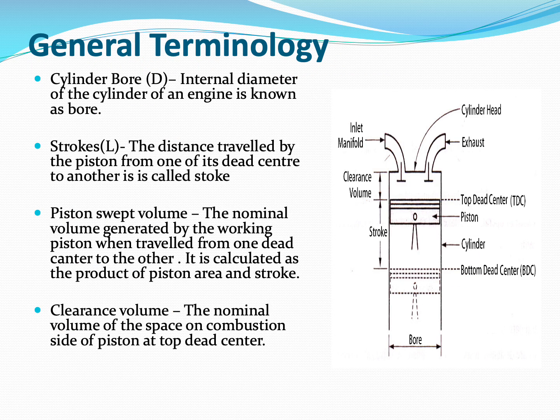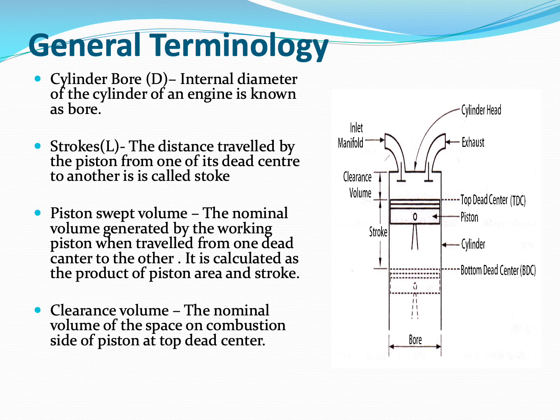Cylinder bore. Internal diameter of the cylinder of an engine is known as bore. Stroke, which can be denoted as L, the distance travelled by the piston from one of its dead center to another, is called the stroke. That means the total distance travelled by the piston during the stroke. Piston swept volume. The nominal volume generated by the working piston when it travels from one dead center to other. It is calculated as the product of the piston area and the stroke.